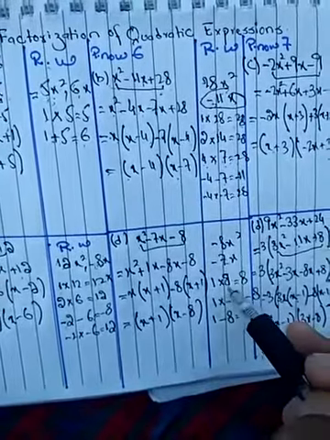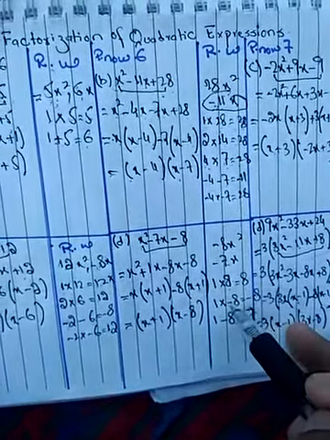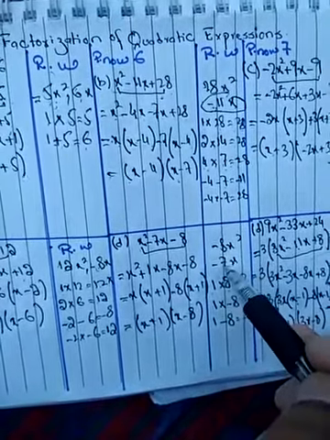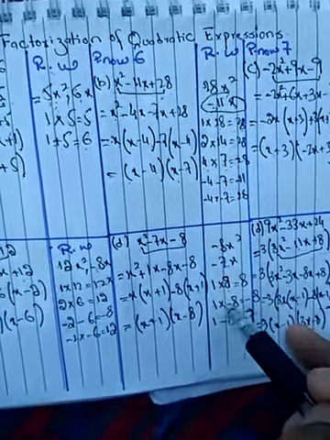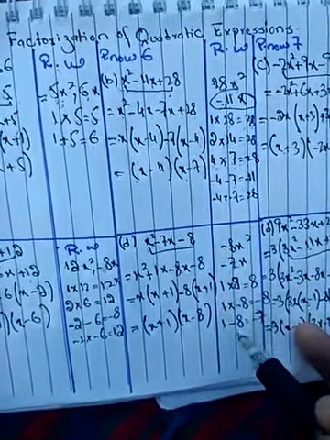1 into 8 is equal to 8, but we have to place a negative sign with 8, because we require minus 8 by multiplication, and by adding and subtracting we require negative 7. So 1 into minus 8 is equal to minus 8, and 1 minus 8 is equal to minus 7. These are our required factors.